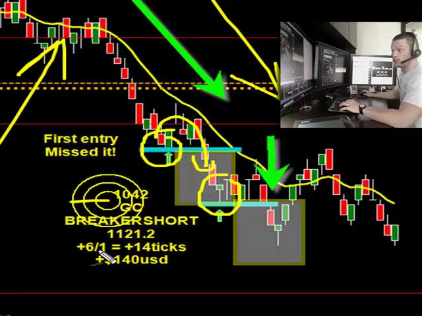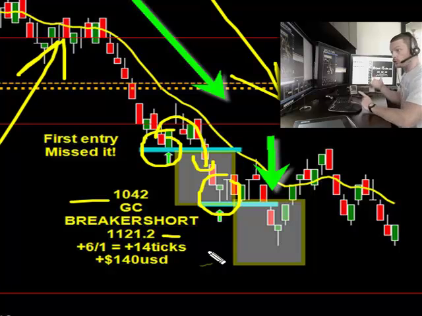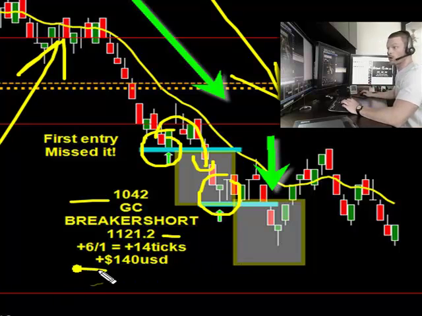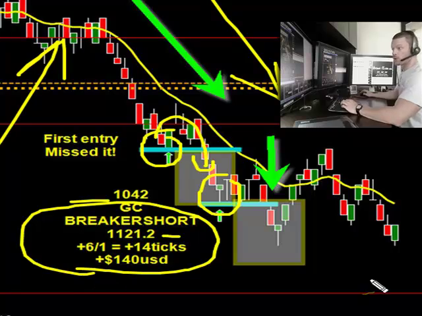And, of course, at 1042, a breaker pattern short here at 21.2. We took our first profit target, usually a +4, got a +6 on it this time, and then +1 for our stop, which, of course, 2 times 6 is 12, 2 times 1 is 2. That's 14 ticks or 140 USD for that breaker short.